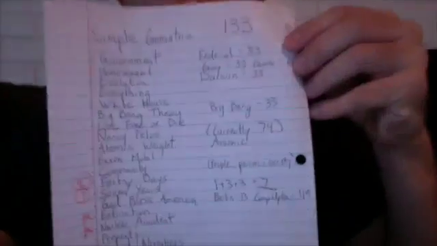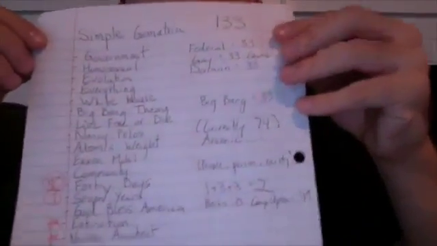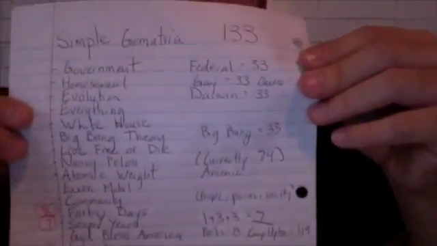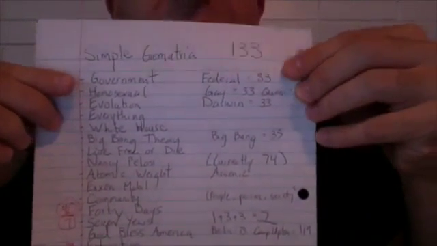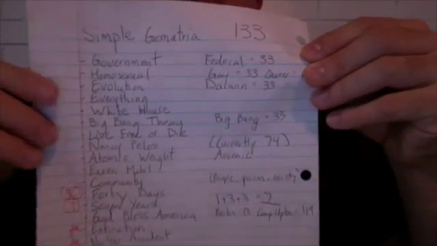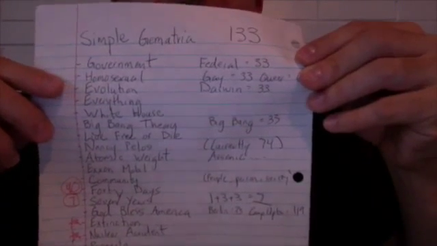But now let's get into the 133-33 relationship. So on this side of the paper here, all these words sum to 133 in simple English gematria like I teach. The word government, and over here on the other side, we have in the reduce method. With the reduce method, the word federal sums to 33. So think about that, federal government. The word homosexual happens to sum to 133. The word gay sums to 33.